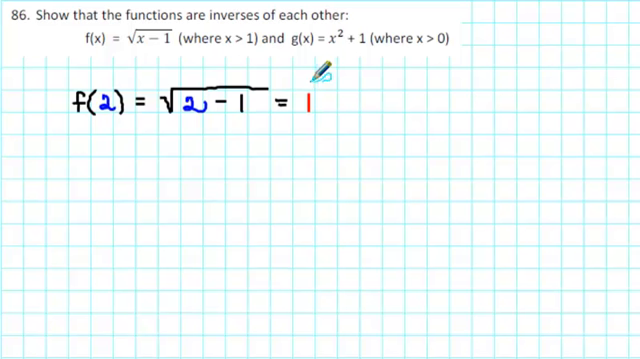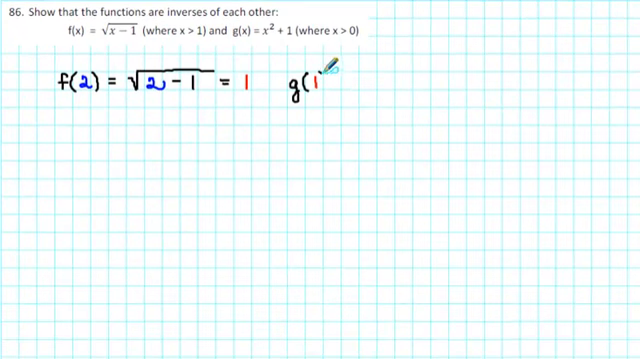Now we're going to apply g to the number 1. To evaluate g of 1, the first thing we'll need to do is to square 1 and then add 1 to the result. We get the square of 1 plus 1, which is 2. Notice that we got back to the original number that we started with. We applied f to 2 and got the number 1, but then when we applied g to 1, it undid all the steps that f did in the reverse order, and we ended up back at the number 2. So this shows us that g undoes f when x is equal to the number 2.